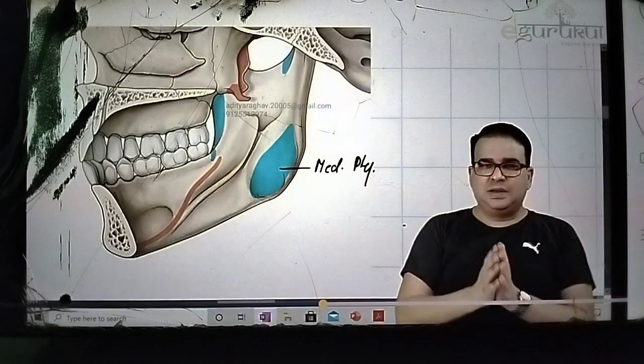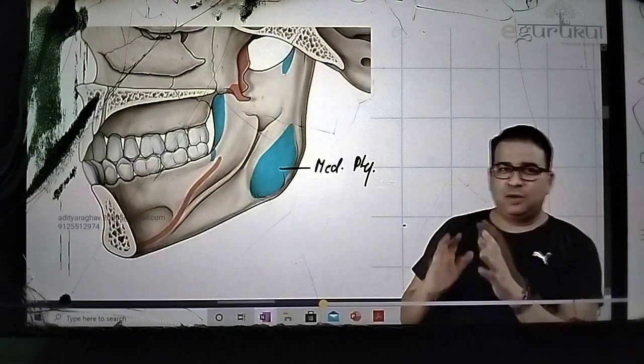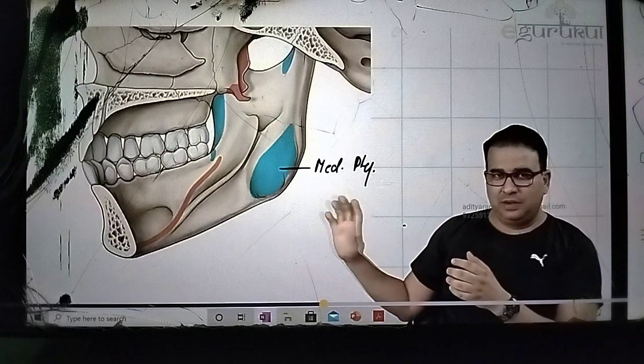I will organize all these muscles and all these images in a sequence, and then I'll send it to you. So just keep on understanding it here. Images I'll send to you in a very proper way.